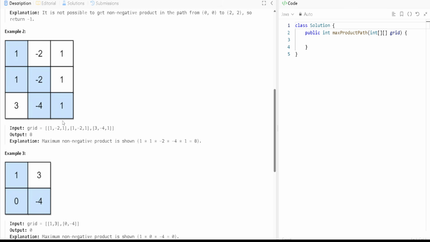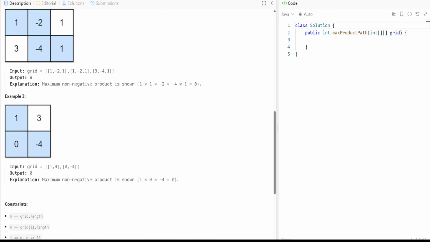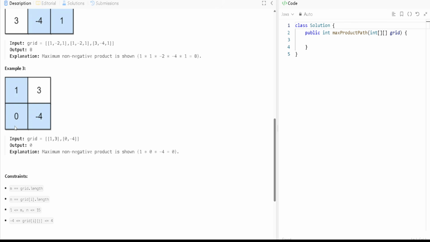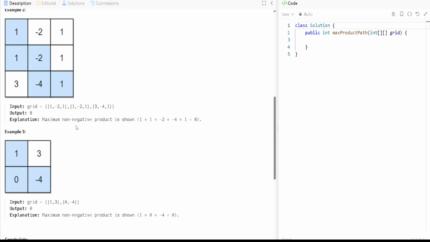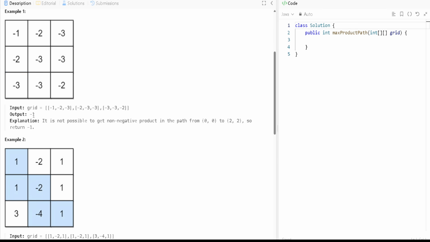The shaded blue path is where, if you do 1 into 1, you get 1, then you come to -2, you get -2, then you multiply by -4, so 2 into 4 is 8, into 1 is equal to 1, and you get the answer 8. In the other one there is no possibility: we multiply with a 0 and then -4, so it gives 0. Non-negative means no negative value should come, it should be a positive value. In this it is -1, so there is no possibility, and we will return -1.